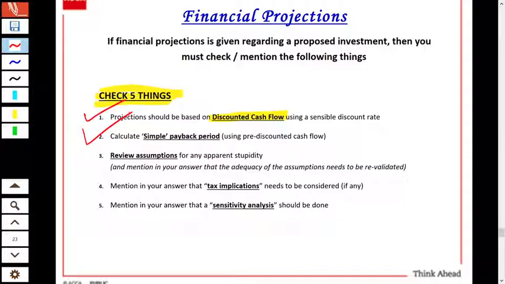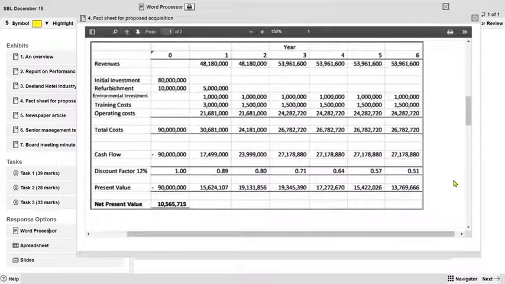Now review assumptions for any apparent stupidity. So do you see anything weird? Aha, right away. Look at revenues, and can anybody tell me what's weird in revenues? I'm a CFO. It takes me 1 second to find stupidities. I'm actually paid to find stupidities in these workings, right? So now you think like a CFO. Think that your subordinate has given you this sheet. Revenue, can you see any stupidity in the revenue?